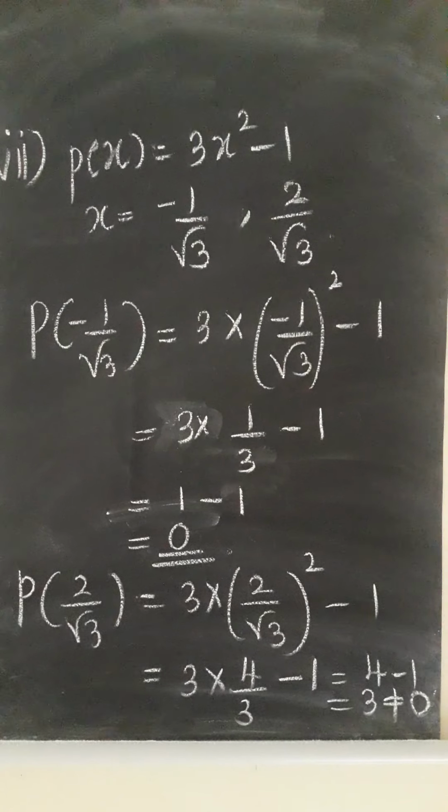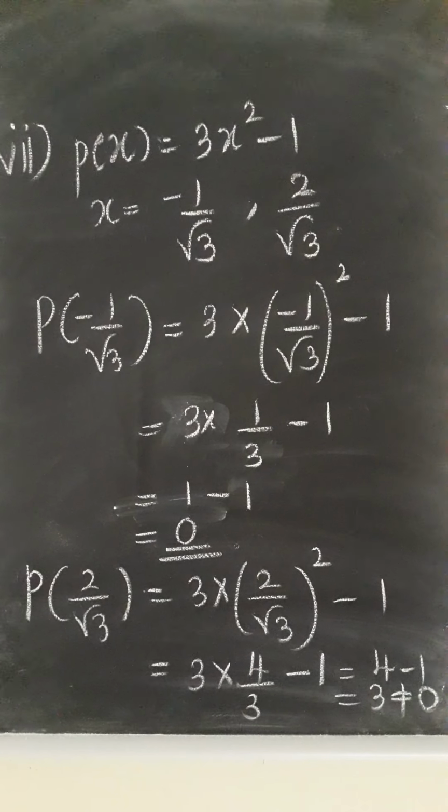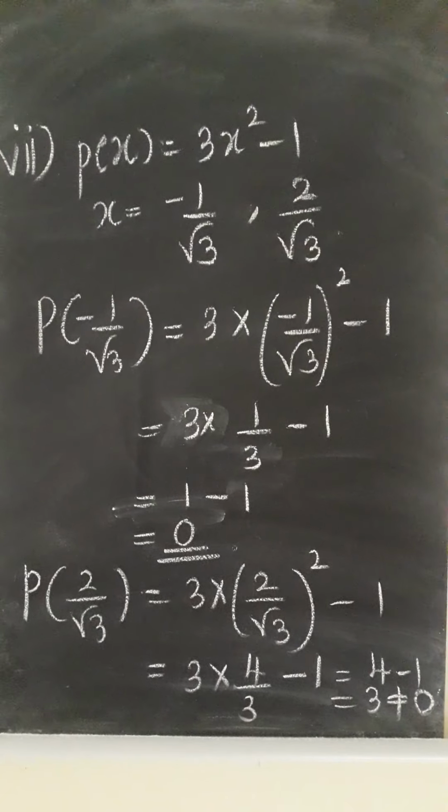Okay. Now we are moving to the last question. P of x is equal to 2x plus 1. Okay.